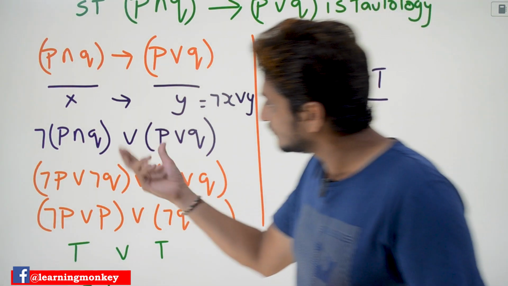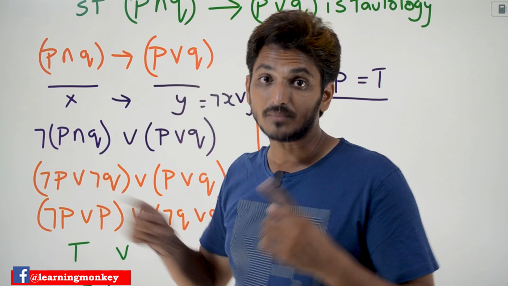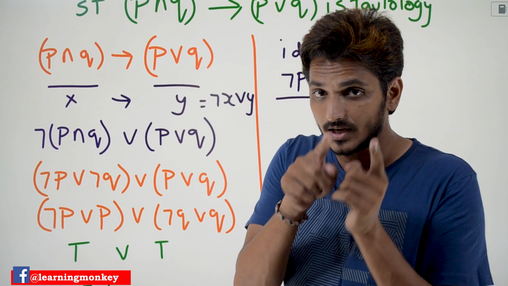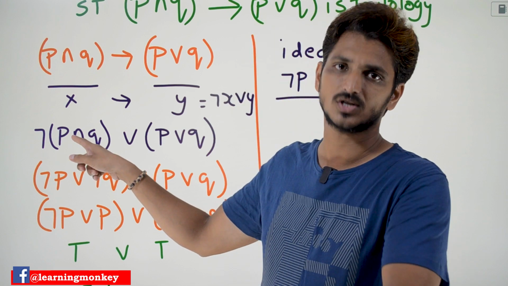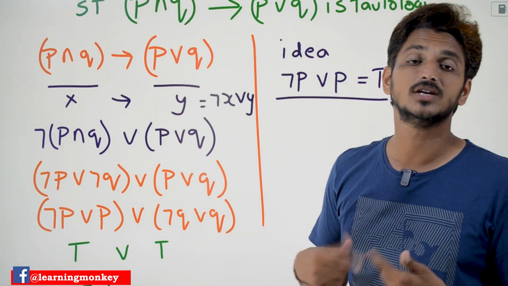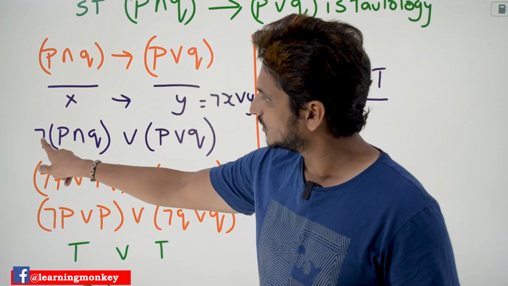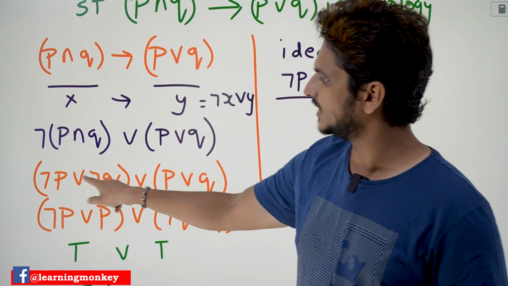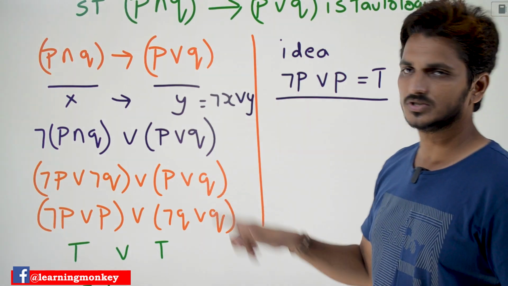But when you look at this equation here, negation is there. From De Morgan's law, if you take a negation inside, conjunction is going to convert into disjunction. So every symbol is converted into disjunction. So when you take this negation inside, we get negation P disjunction negation Q disjunction P disjunction Q.